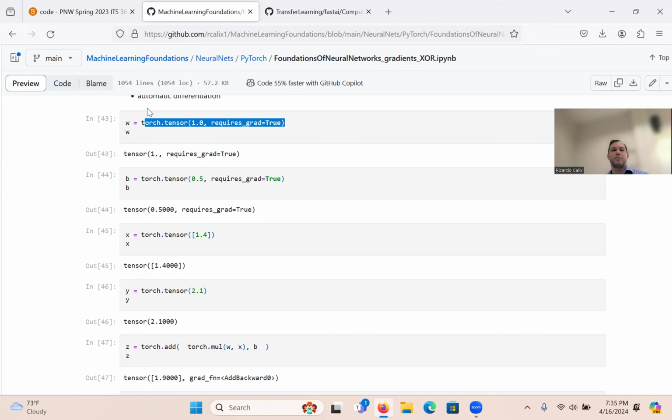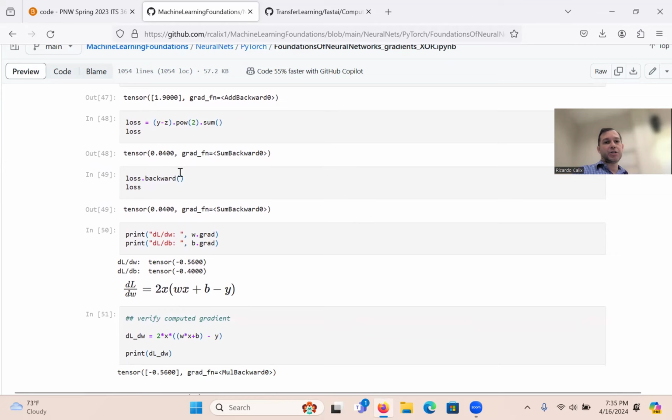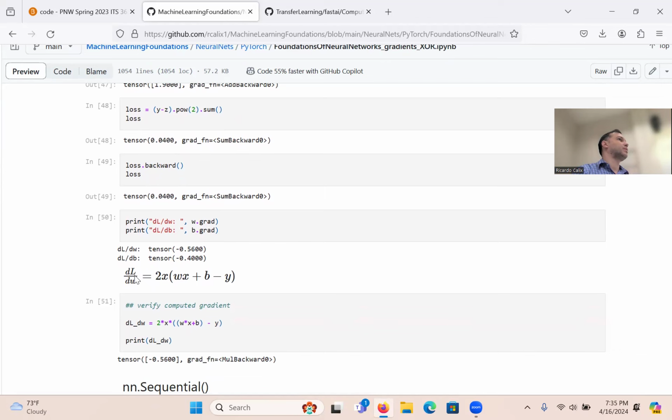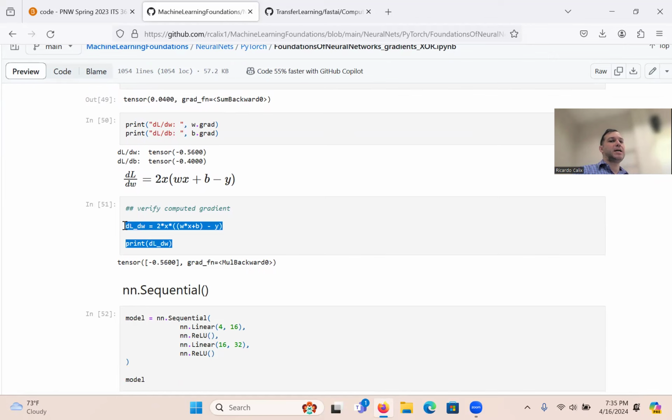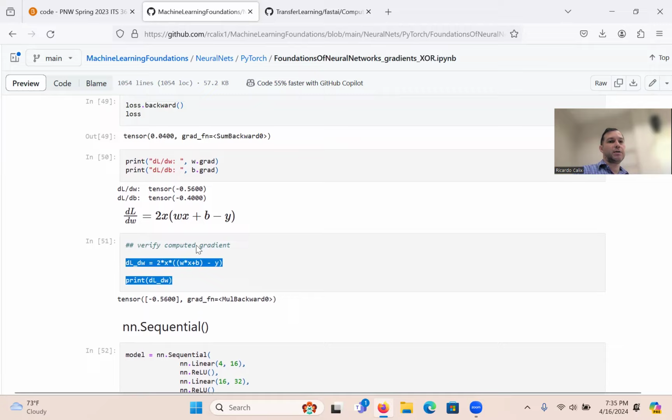Okay, so this exercise, as I said, if you want to work through it, I provided the actual equation so you can do the analytical solution as well. And this should be the actual implementation of this equation, but in PyTorch. Okay. So you can just double check. All right.